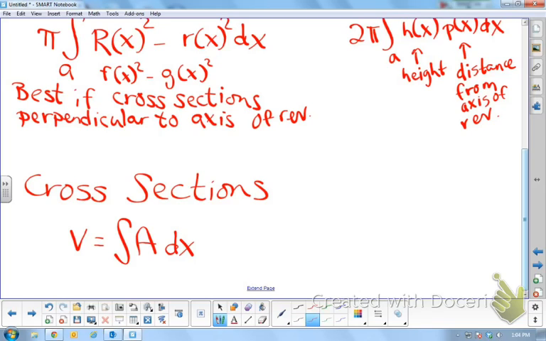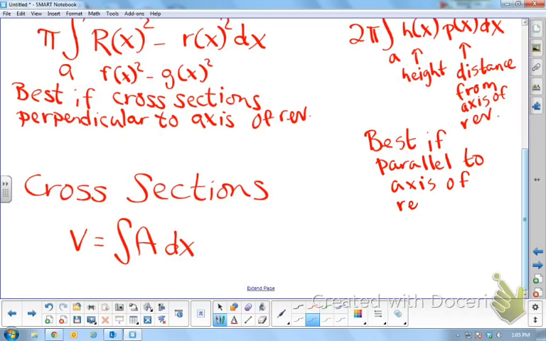Oh, I should have mentioned, if disk was best when you are perpendicular to the axis of revolution, when will shell be the best? Parallel. When you're parallel to the axis of revolution. So cross sections is just integral of the area.